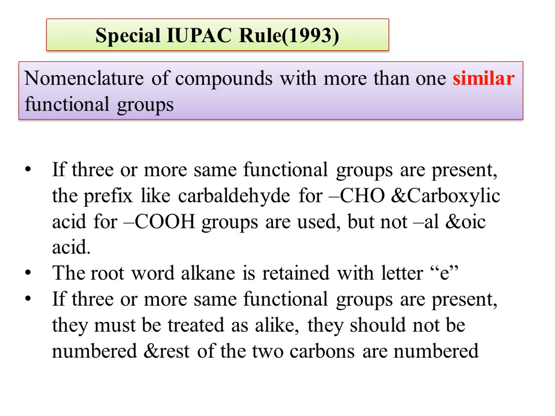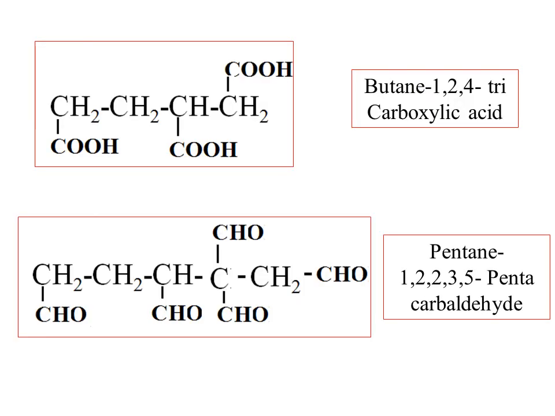If you have more than one functional group, special IUPAC rules were established in 1993. If three or more same functional groups are present, the prefix carbaldehyde for CHO and carboxylic acid for the COOH group are used, but not all oic acid. The root word alkane retains the letter E. When three or more same functional groups are present, they must be treated alike. They should not be numbered. The rest of the carbons are numbered.